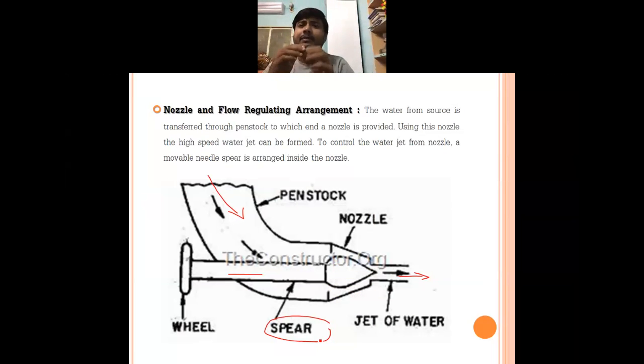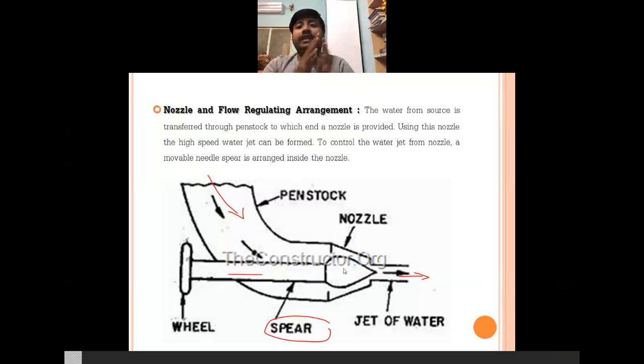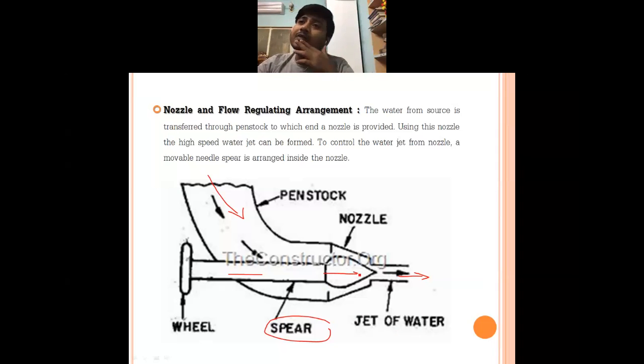Spear means, you have done some experiments in your fluid mechanics laboratory already. Whenever we were doing the experiment, there is a handle we rotate, and that wheel controls the flow rate of this jet of water. If it moves forward the flow rate will reduce, and if it goes back the flow rate will increase. So this is the nozzle, and the flow is regulated by the wheel.